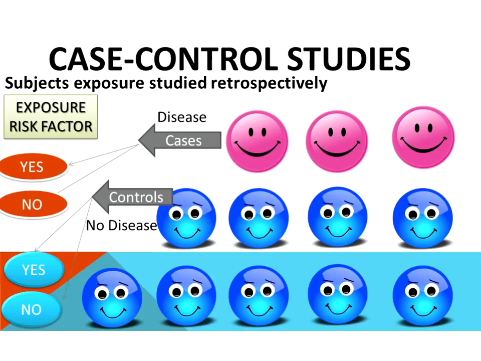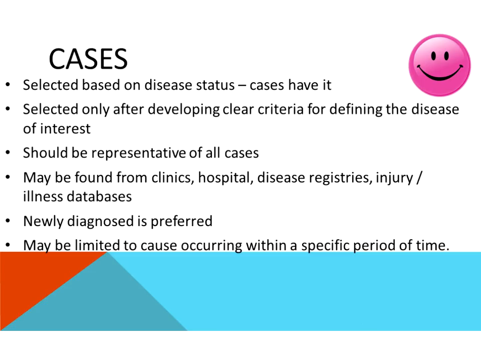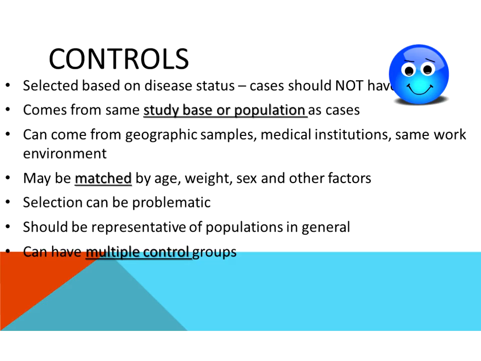So you can kind of see how we break the data out, and we'll set it up in a data table. So cases are selected based on their disease state. They have it. They're selected after a clear definition is developed of what that disease state is. It should be representative of all cases. Where do we find these cases? From hospitals, clinics, disease registries, injury and illness databases. Usually newly diagnosed people is preferred within a specific time period.